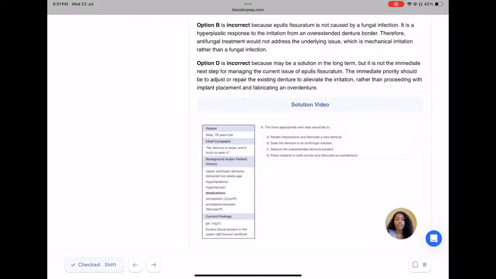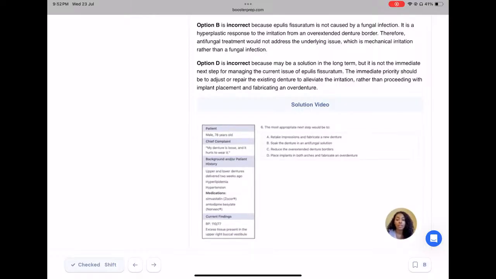So this patient is a 78-year-old male. His complaint is my denture is loose and it hurts to wear it. His upper and lower dentures were delivered 2 weeks ago, and he also suffers from hyperlipidemia and hypertension. He takes simvastatin and amlodipine. In his findings, we see he has a blood pressure of 110 over 77 and that he has excess tissue present in the upper right buccal vestibule.